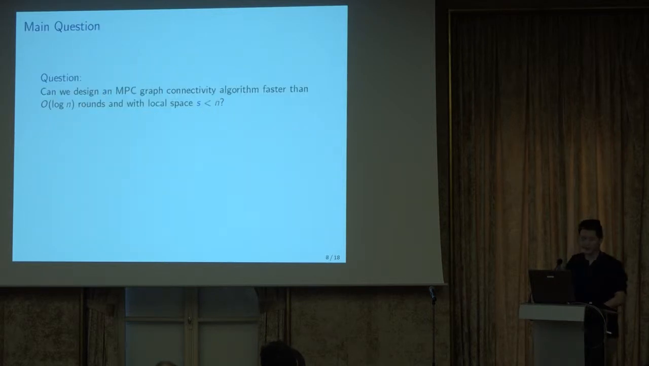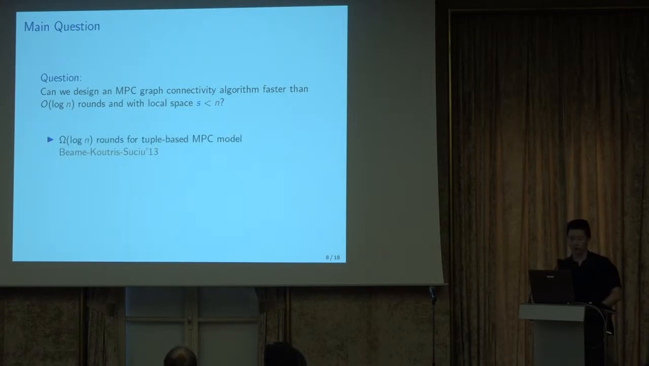So a natural question is: can we design an MPC graph connectivity algorithm which is faster than log n rounds, when the local memory size is much smaller than the number of vertices? Because as I mentioned before, if your local memory size is much larger or just linear in the number of vertices, then we can do it in a constant number of rounds. So the only interesting case is when the local memory size is small, much smaller than the number of vertices.